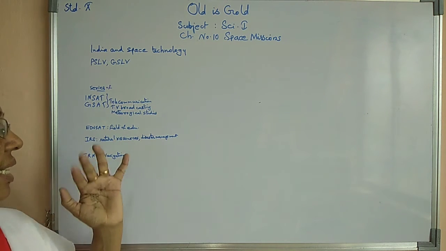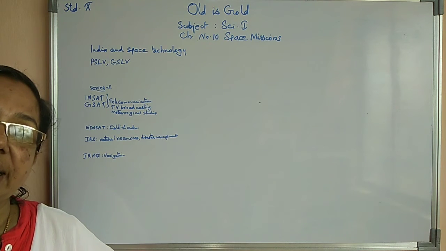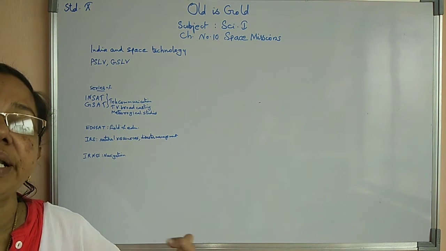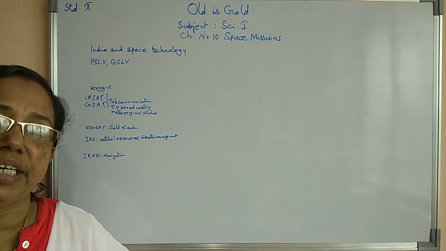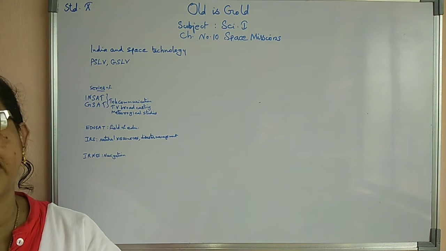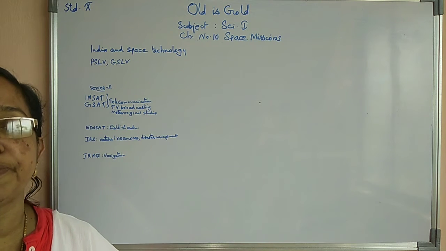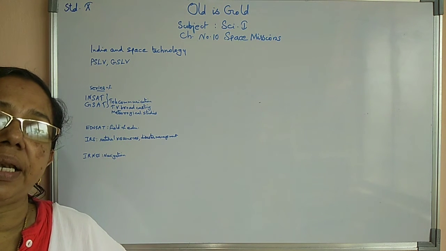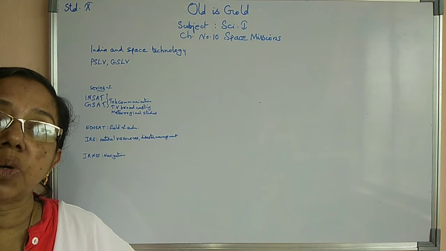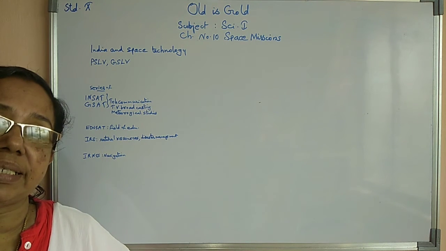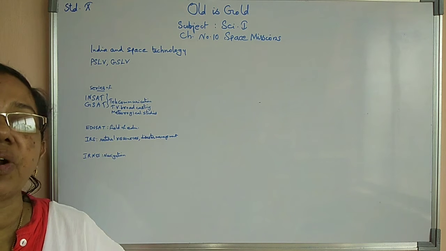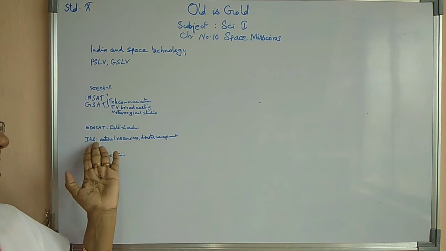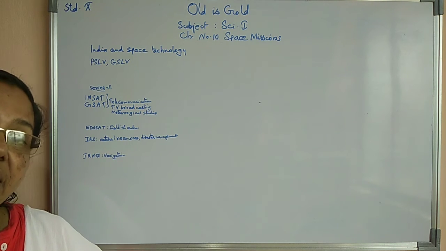Then we can say that the IRS series of satellites is giving us information about where natural resources are present. Natural resources like different types of metallic minerals, then petroleum, then coal, then fossils, natural gas. It's all about where the deposits are. For understanding that, this IRS series of satellites is helping.